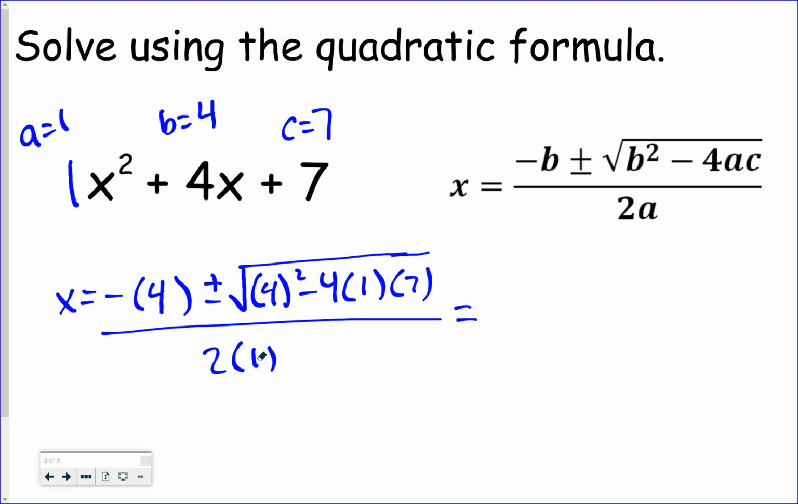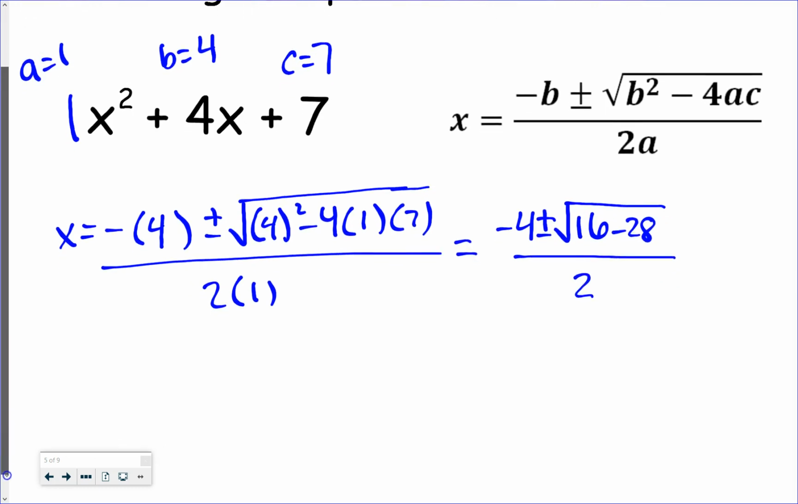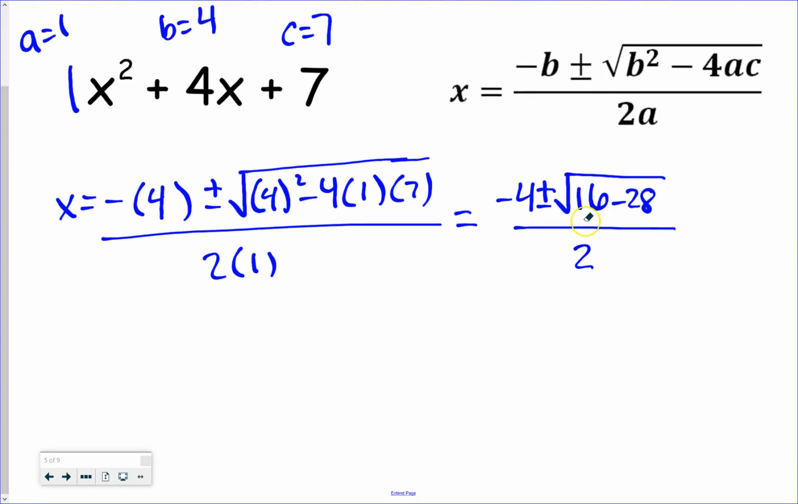Okay. Now let's simplify. So negative 4 stays negative 4. 4 squared is 16. Negative 4 times 1 times 7 is negative 28. And then all over 2. Now we just got one little piece to simplify. What is 16 minus 28? Negative 12. So negative 12 over 2.